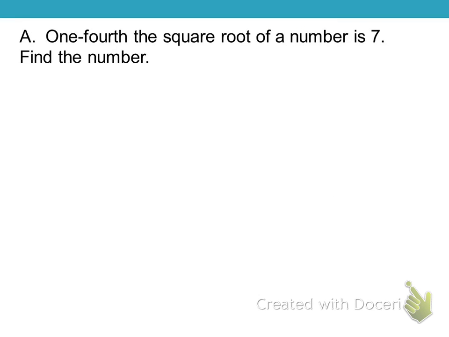All right, number A. Now we're going to write some equations to model this situation. We're going to find the number. 1/4 the square root of a number is 7. So we do 7 times 4 and then times it by 2? Equals 7. Okay, so we're going to write an equation. So 1/4 square root x. 1/4 the square root of a number. 1/4 square root x.